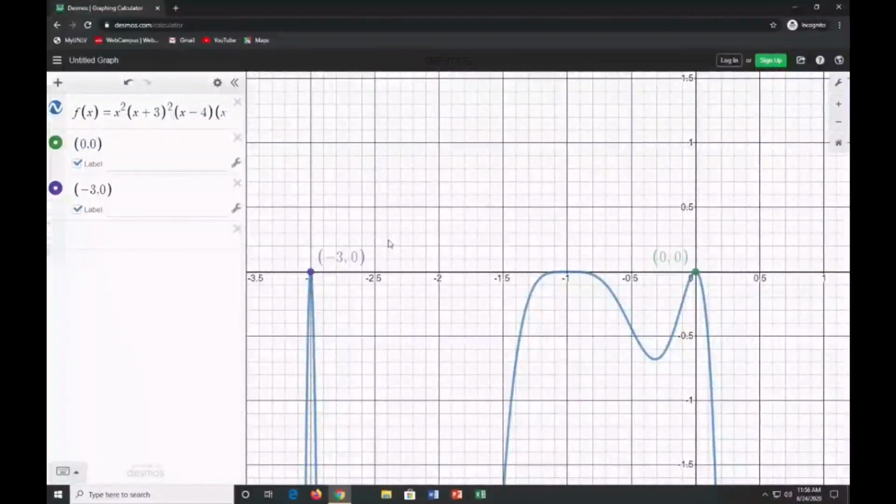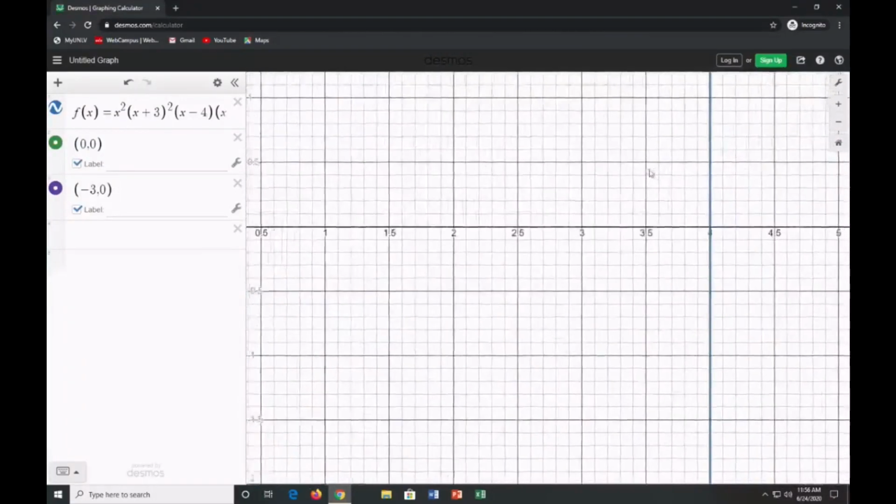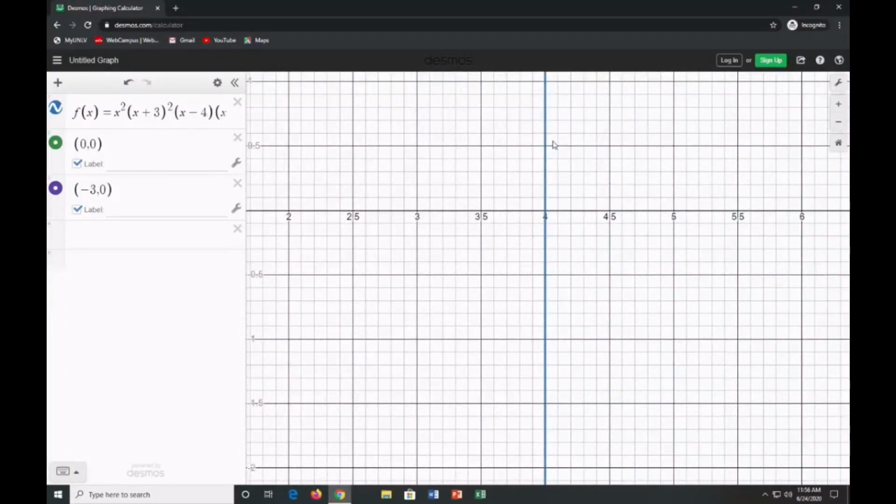Then, what else do we have? We have multiplicity for x equals 4. So where is that? Let's move over right there. See that line? Let me also snap to that one. So that one is 4, comma 0.